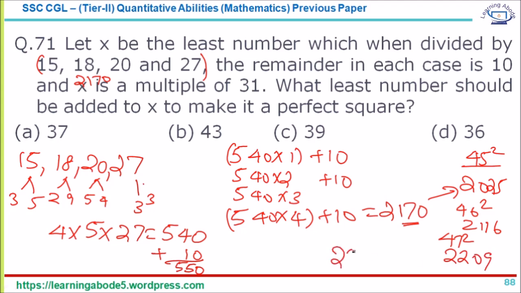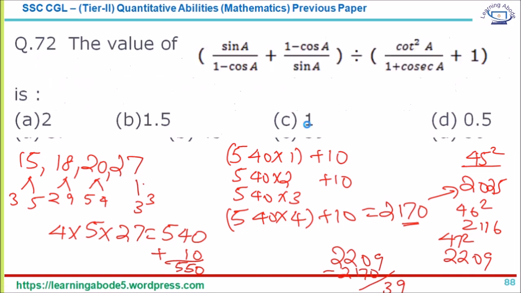Now 2209 minus 2170 is 39. If you add 39 to 2170, it becomes a perfect square. You have that number in the answer choices. So the answer is option C, 39, for question number 71.